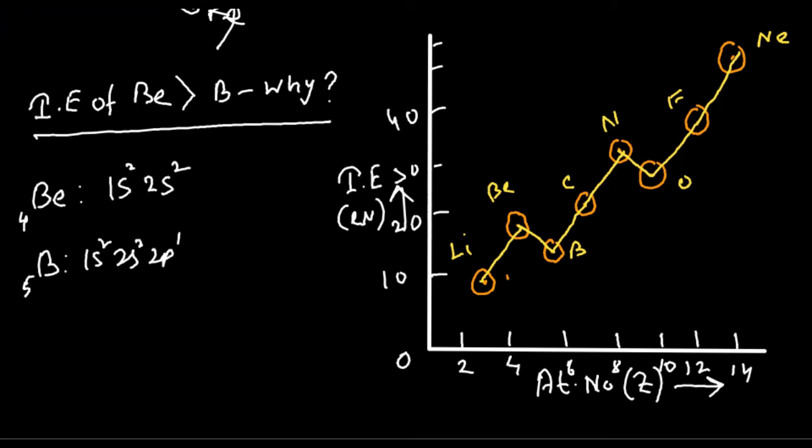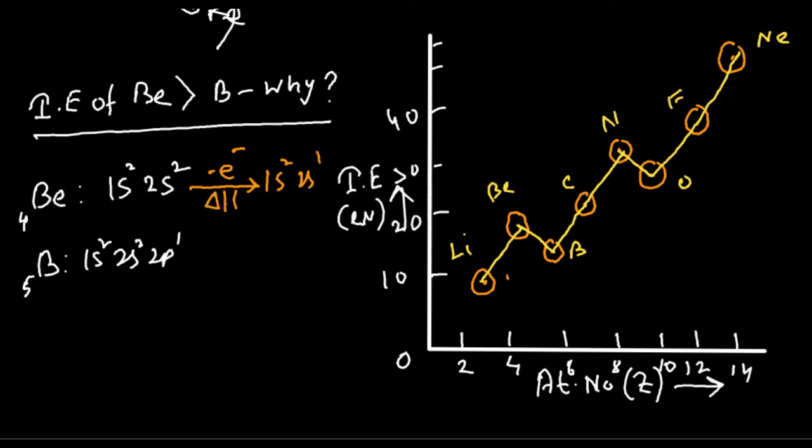As you can see, for beryllium the s orbital is completely filled. That means to remove an electron from this s orbital, you will have to apply a huge amount of energy, because the s orbital is fully filled, and we know that fully filled or half-filled orbitals are very stable. To remove an electron from a stable orbital, you have to apply a very high amount of energy in order to make it 1s2 2s1. So this will require a very high amount of energy.